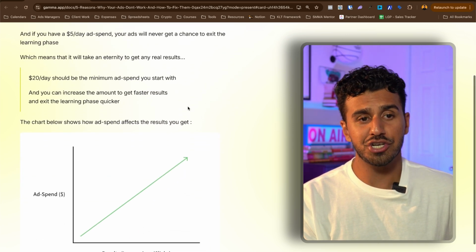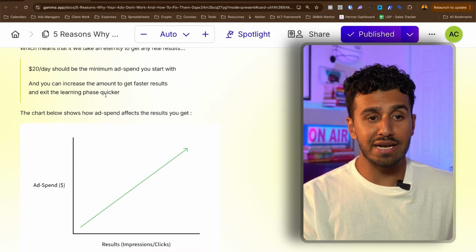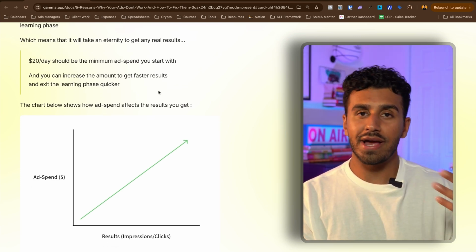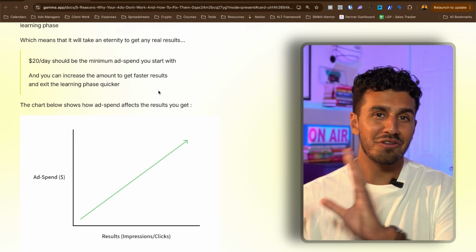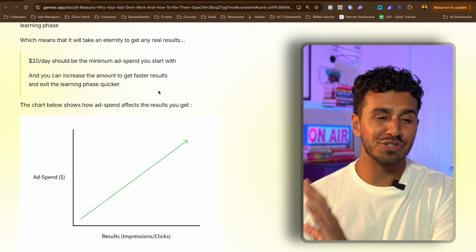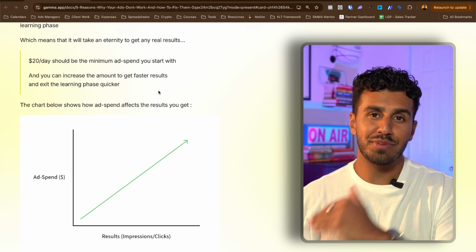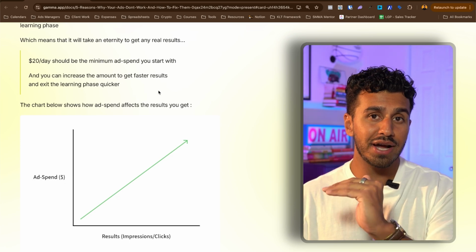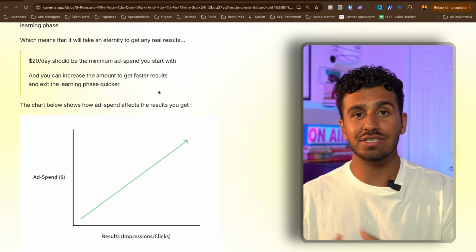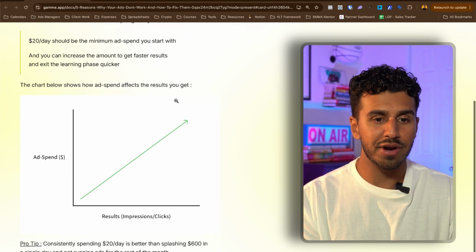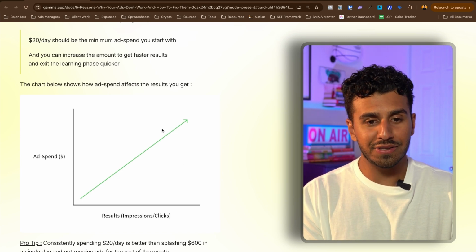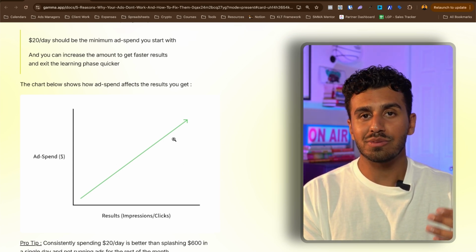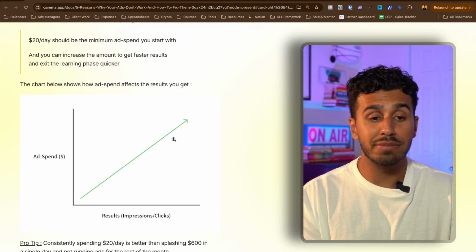So typically, as a general rule of thumb, you'll want to start at a minimum of $20 per day, keeping in mind that the more ad spend you have, pending other things like your targeting is good and you have good creative, the better. As long as you're spending at least $20 per day, your ads will exit the learning phase faster, but the more money you put towards that amount, the faster your ads will optimize, right? You can pause the video here and look at this quick graph, but really the more money you spend, the more impressions you get, the more clicks you get, therefore your ads optimize faster.